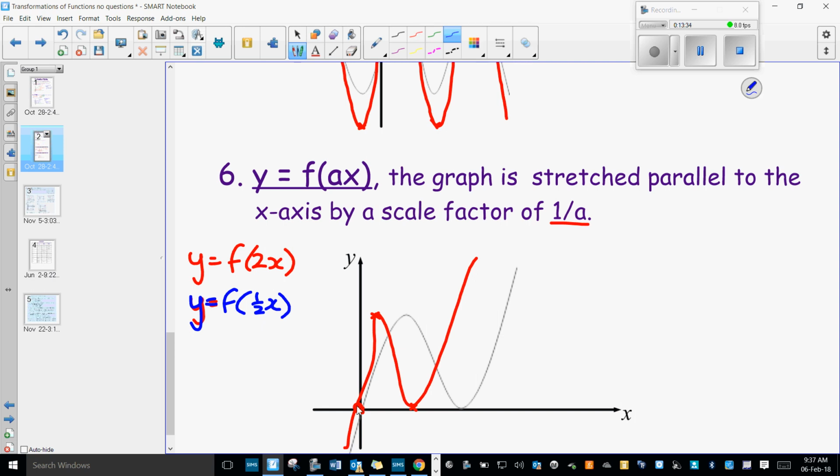If we were to try and draw the blue one, that means that it would be stretched wider. So if this was our original point, it would be perhaps here. If this one was here, it would perhaps be here. So we would have that as our f of a half x. Okay, so it's stretched wider.